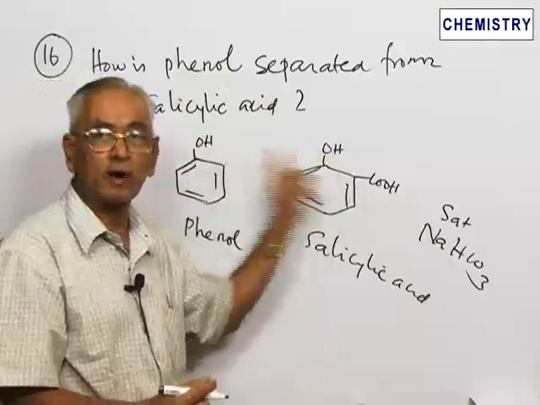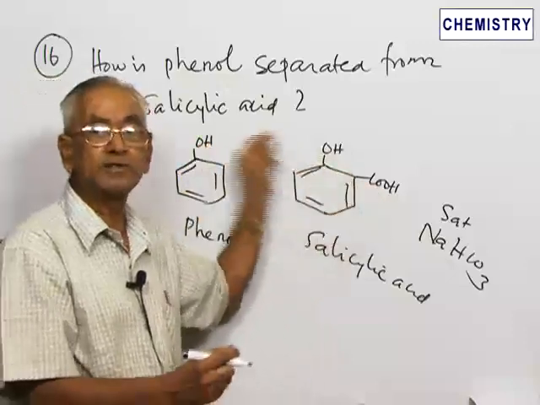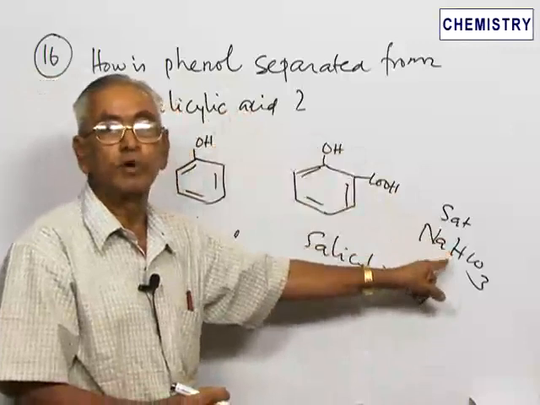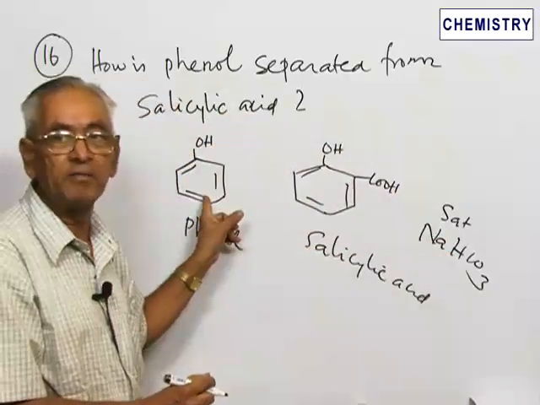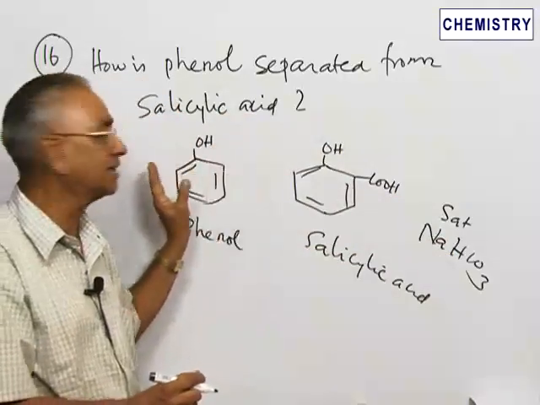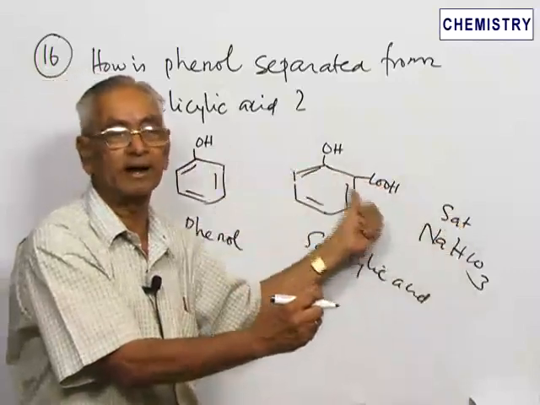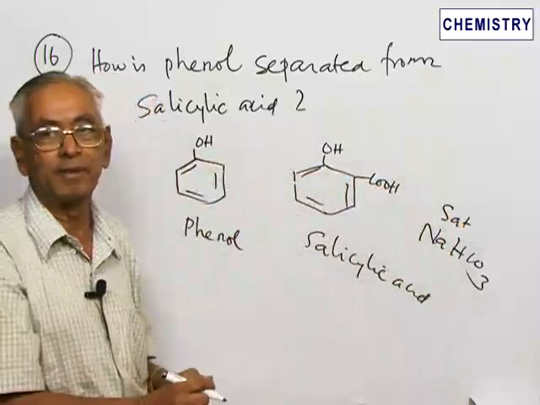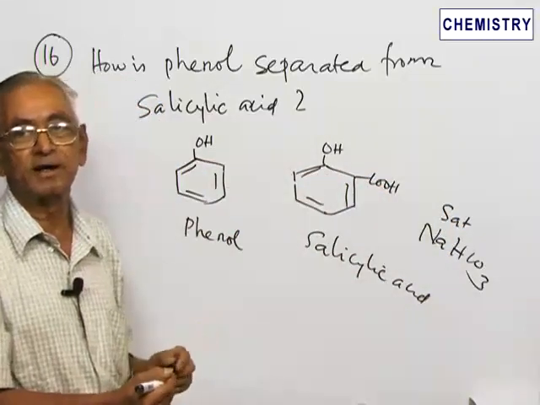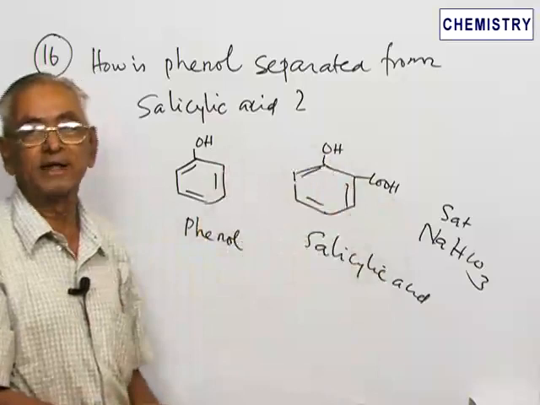Since these two contain a common group, one group is sensitive only to sodium bicarbonate. Sodium bicarbonate does not affect free phenol. Therefore, phenol will not be affected by this, and therefore the salicylic acid can easily be removed by shaking it up with sodium bicarbonate and leaving the phenol in the ether medium. So this is the best method. Sodium bicarbonate is the reagent to be used.